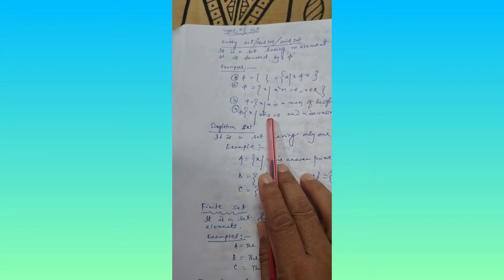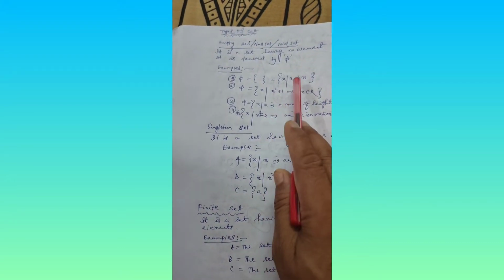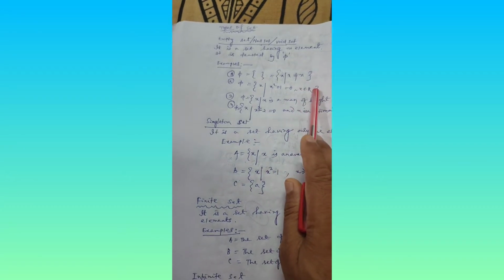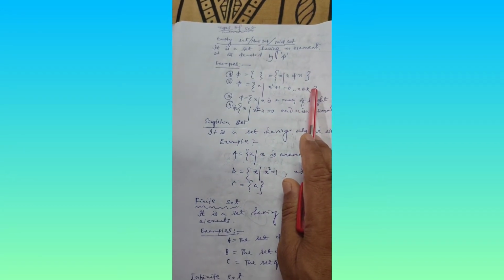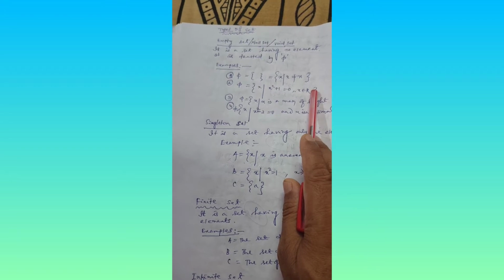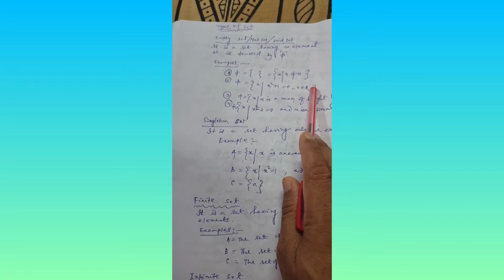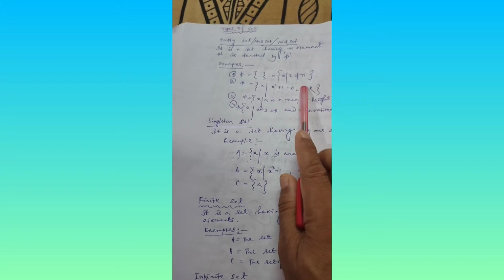We consider a set such that it is the set of all x such that x is not equal to x. Do you know any number which is not equal to itself? Definitely you won't find such a number. Therefore, this set does not have any element.